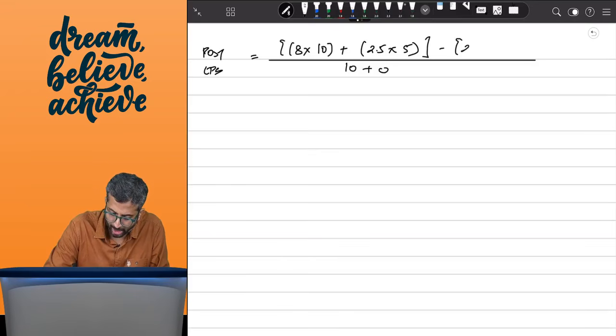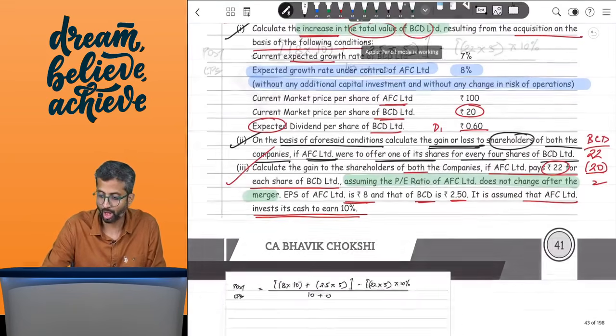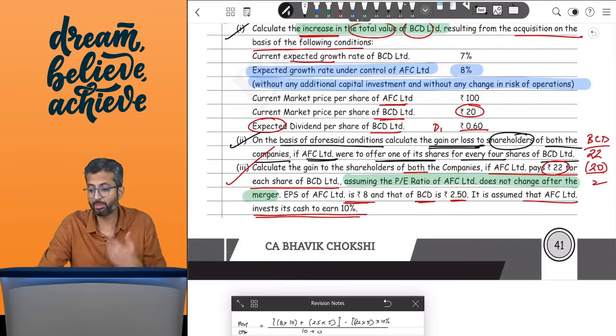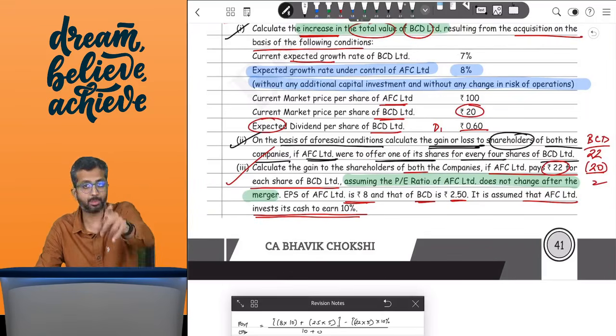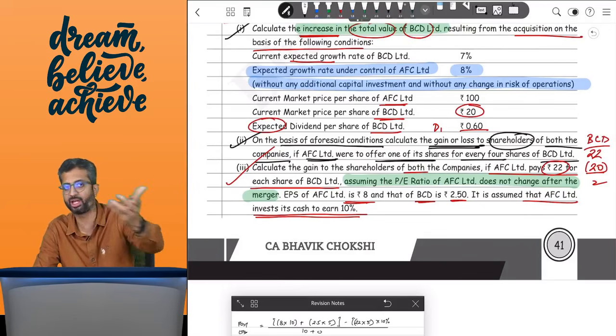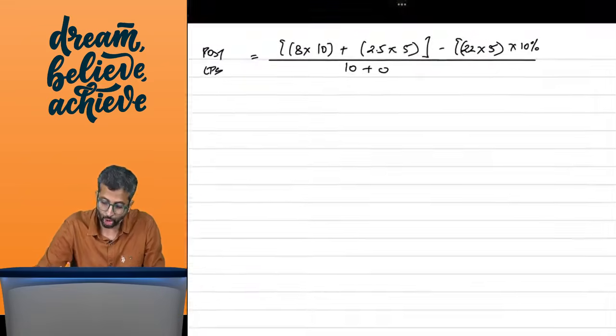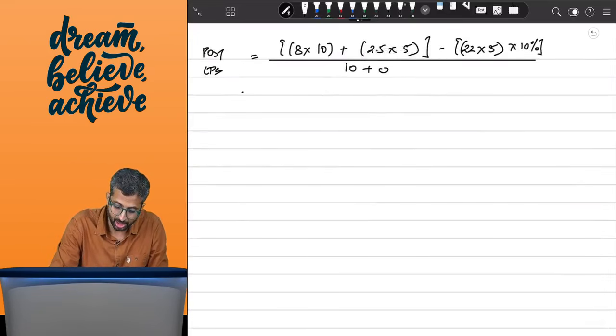How much cash am I paying? Well, 22 rupees per share into 5 lakh shares. So I'm paying 110 and 10% is the income. So 110 into 10% will be my income that I will no longer earn. Remember, if tax rate was given, I will also say that there will be a tax impact, because if I don't earn that income, I will not even pay tax. So over here, this is my income impact.